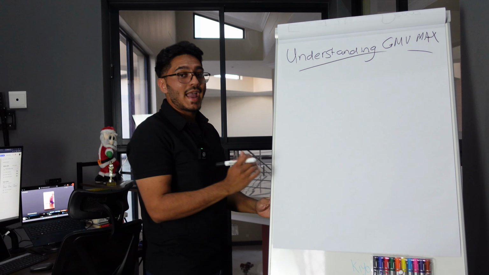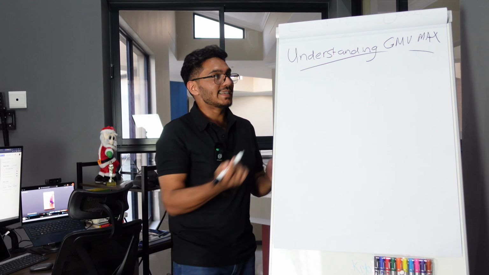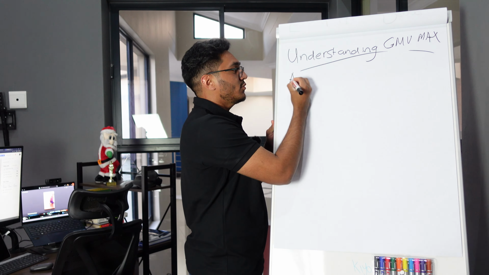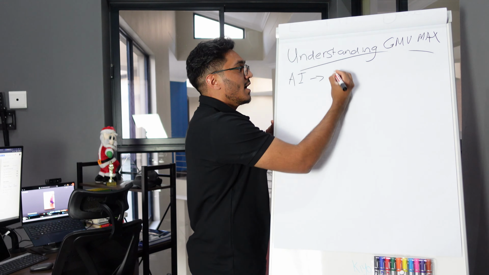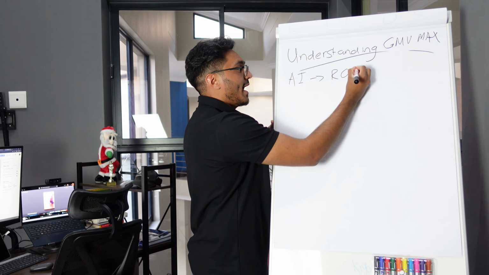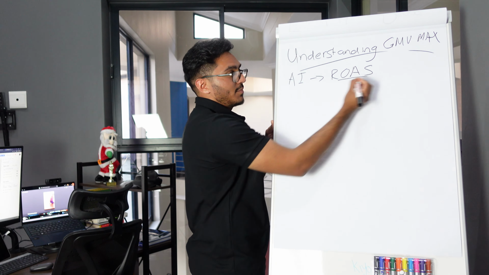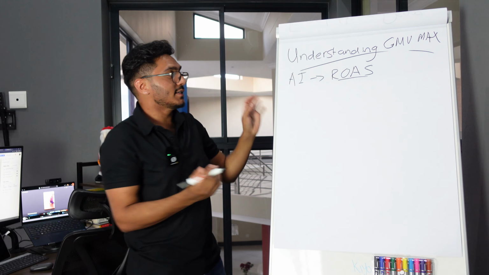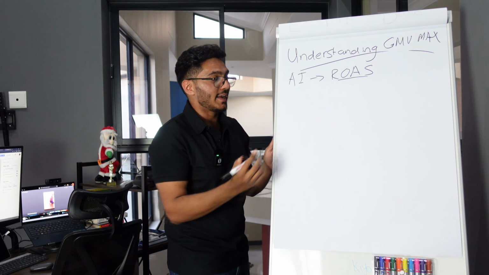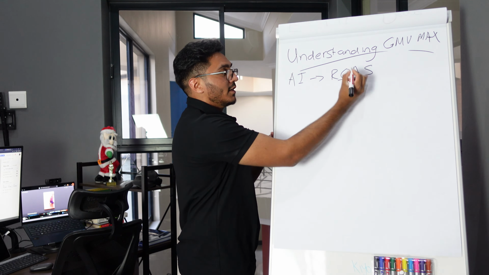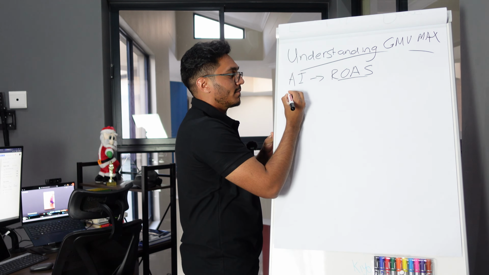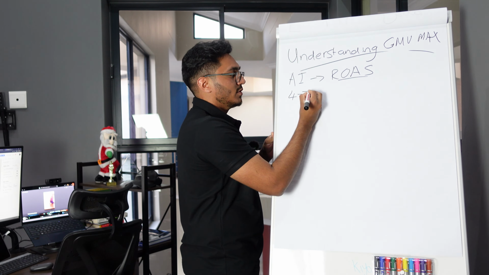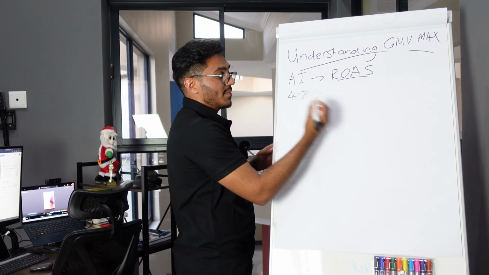Understanding GMV Max. So the way GMV Max works, it's an AI that aims for a specific return on ad spend. Return on ad spend. So the AI, in the system, on the back end, we can put a return on ad spend of say 4 to 7. We can actually range it at anything. It depends on the brand.